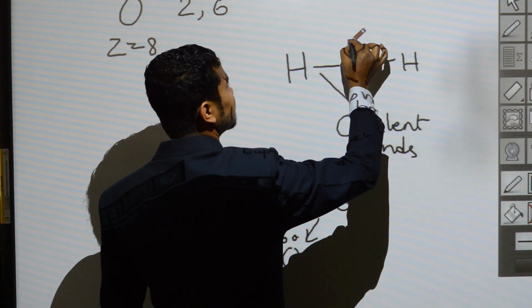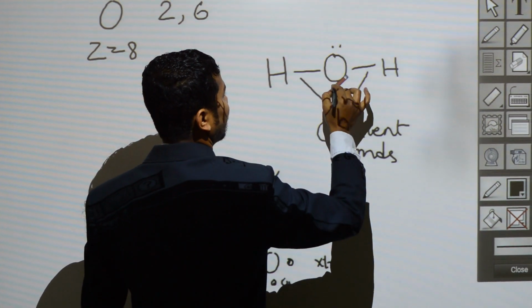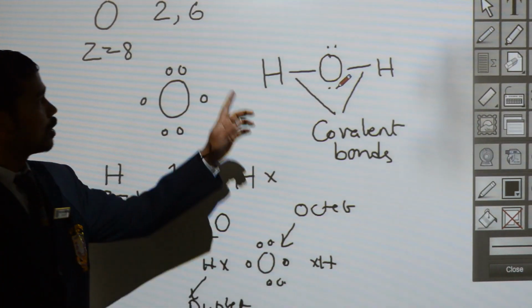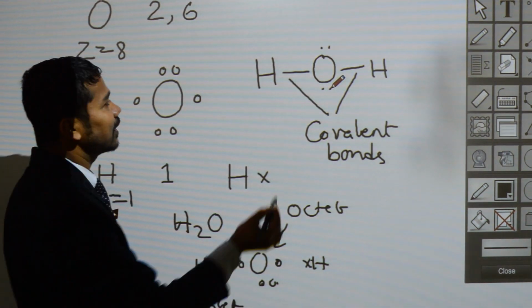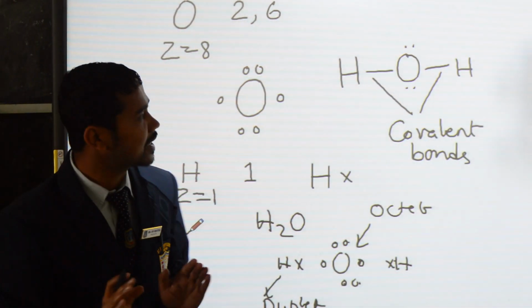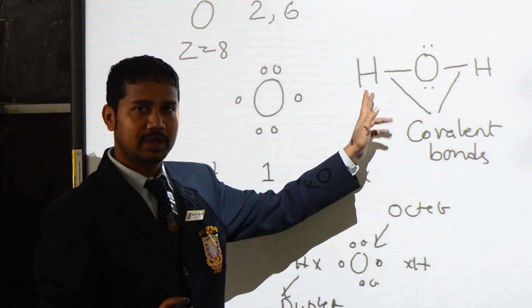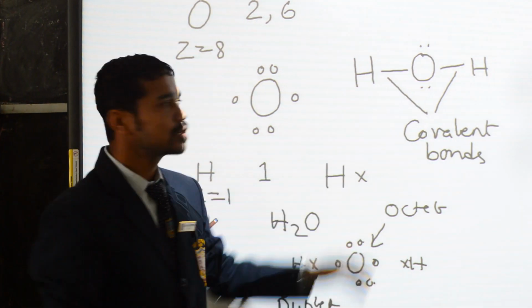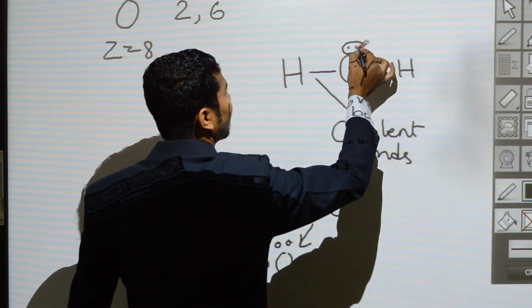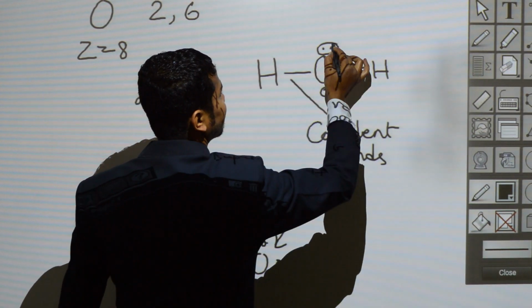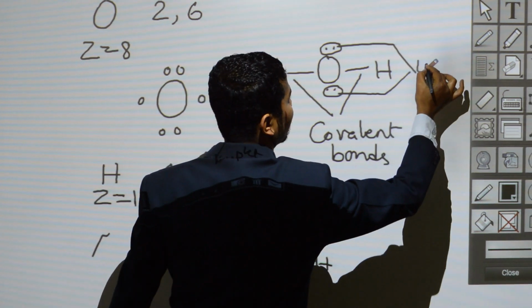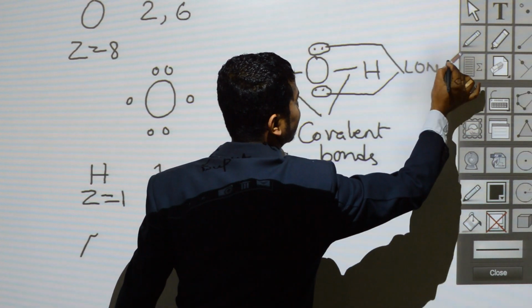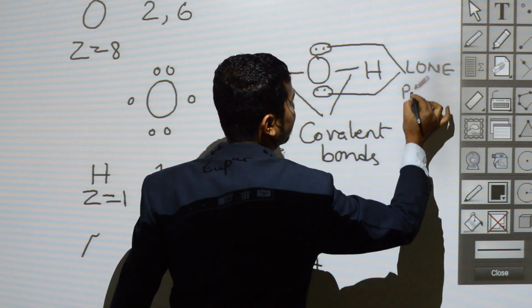And this oxygen is left with two lone pairs, two pairs of electrons which are not taking part in bond formation. That means they are not shared. So these unshared pairs of electrons are called lone pairs.